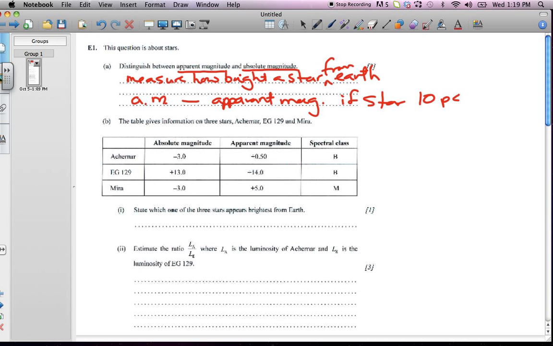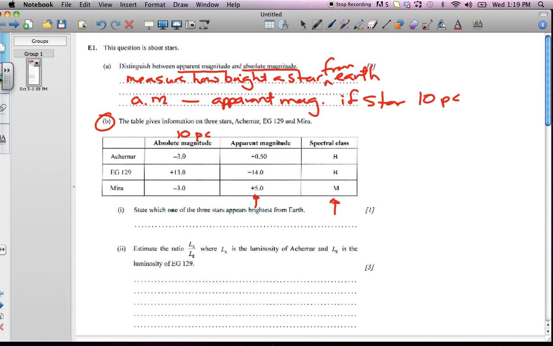Alright, the next question here, we are given a table with some information. We have the absolute magnitude, so that would be all the stars at 10 parsecs. So this is a very good comparison. You can really compare the brightness of the stars because they're all the same distance away. Then we get the apparent magnitude. This is how it actually appears on Earth. And this is your spectral class. This gives an idea of the color and the surface temperature of the star.